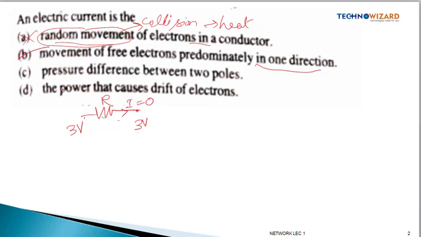The next option is the power that causes the drift of electrons. This option is also wrong because the definition of electric current is this only. So for this question, option B is right.